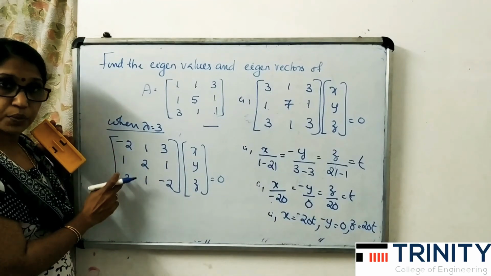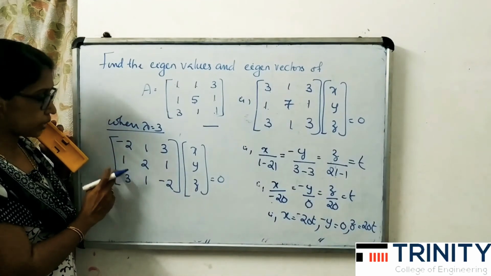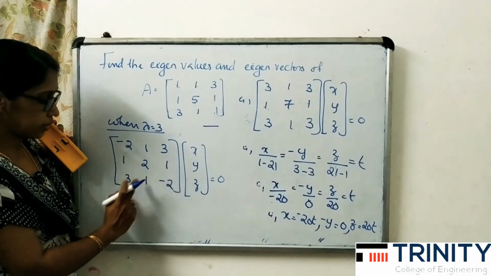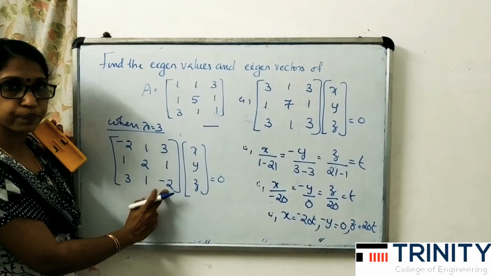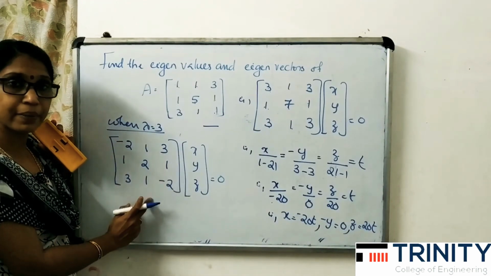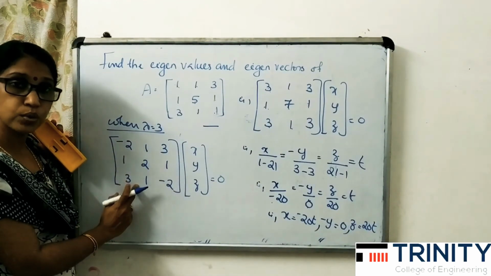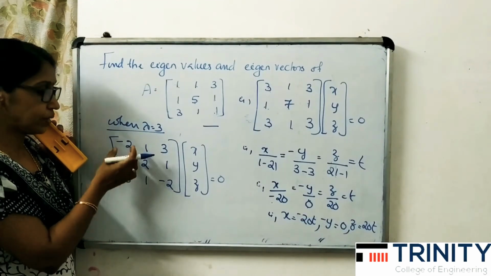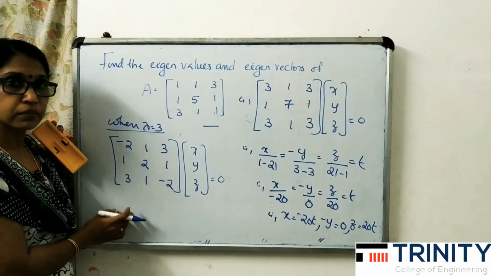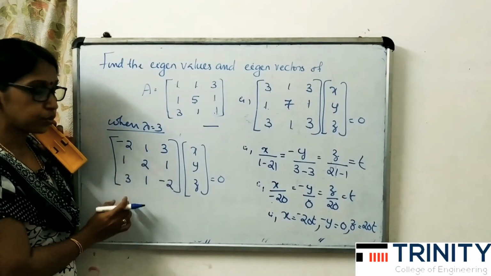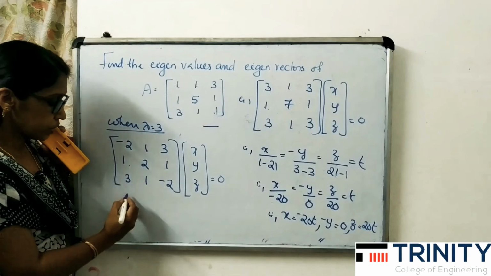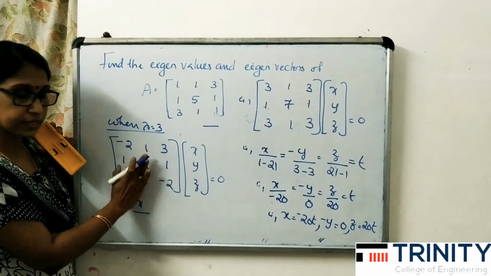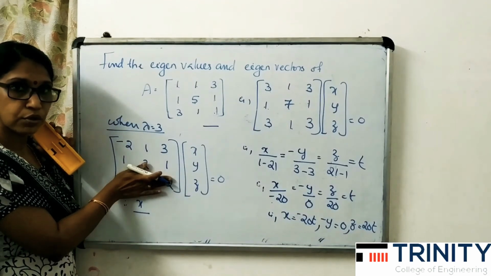Are these equations dependent or not? Look at this: minus 2, 1, 3; 1, 2, 1; 3, 1, minus 2. None of these equations are dependent. All these three rows are independent. So we can choose any two of these rows. I am taking the first and second row. This row we are not taking.